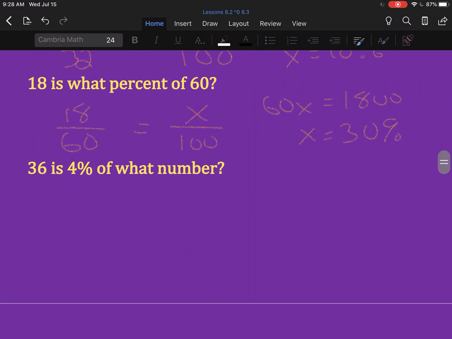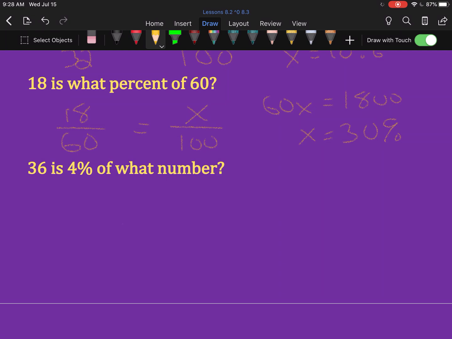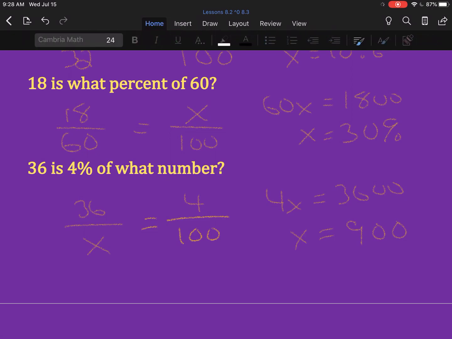36 is 4% of what number? Okay, proportion, 100 on the bottom right. 36 is 4% of what? There we go. Cross multiply. We'll have 4x equals 3,600. Divide both sides by 4. X is 900.